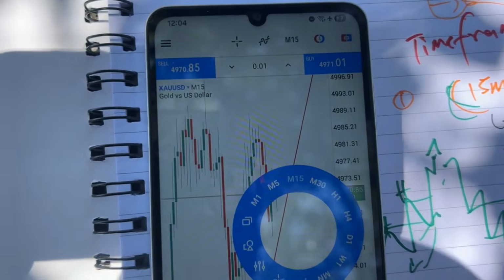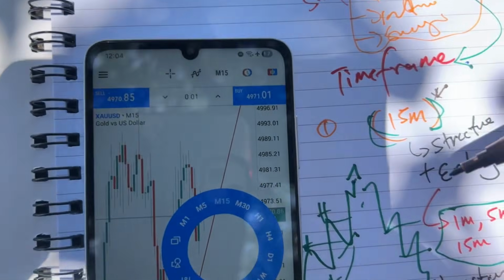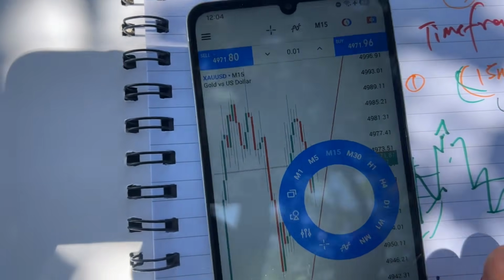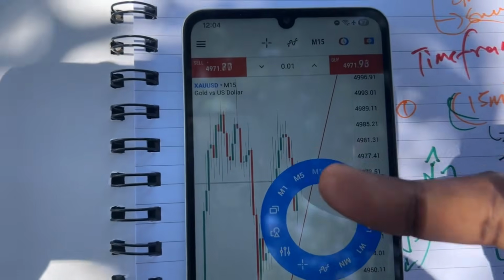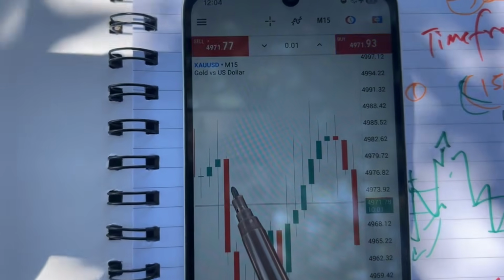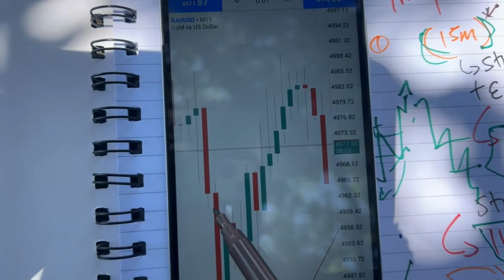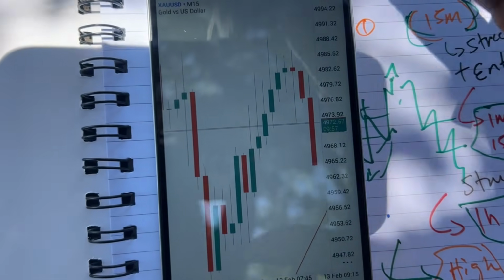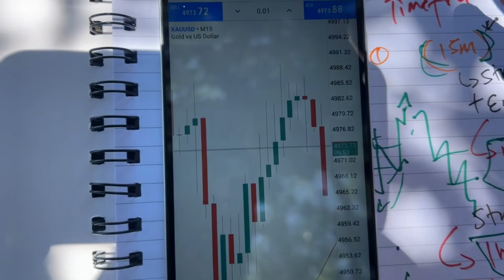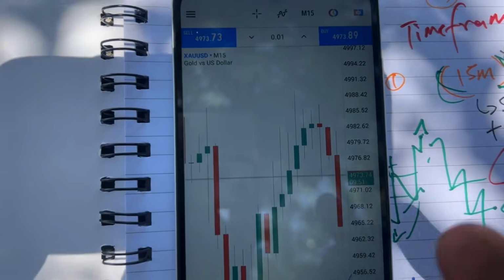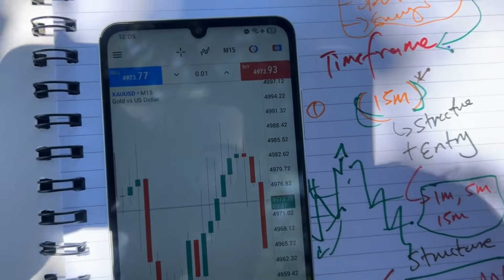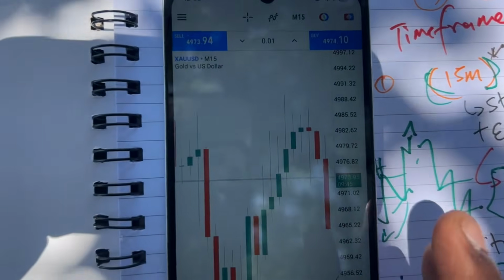So I trust it makes sense to you now how we use the time frame. If you're still a beginner, still confused, M15 represents that this bar is M15, this bar is M15, this bar is M15. I trust you know how to read candlesticks. If you know that, then that's amazing.